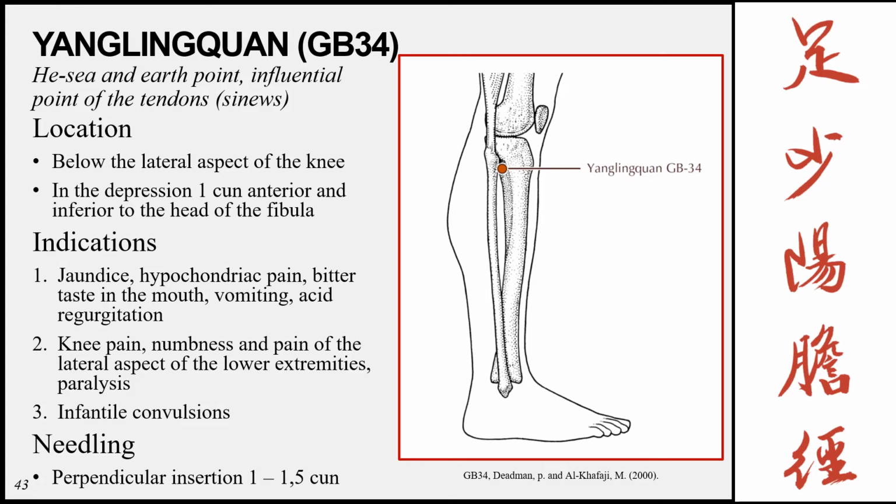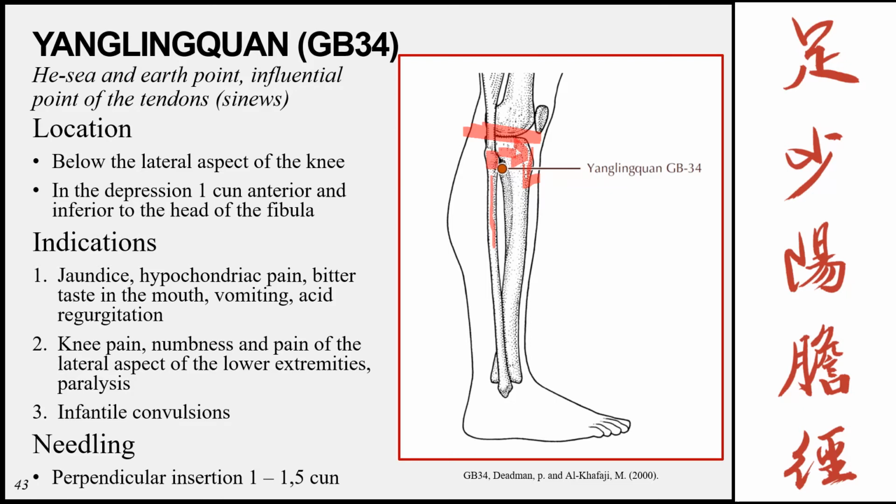So this point is found below the lateral aspect of the knee. So here's the lateral aspect of the knee, we're below it, and it's 1 cun anterior and inferior to the head of the fibula. So this is the head of the fibula here. You're going to palpate along the fibula until you find its head, and then you're going to go 1 cun anterior this way and 1 cun inferior this way. And it's in a depression that's located here.